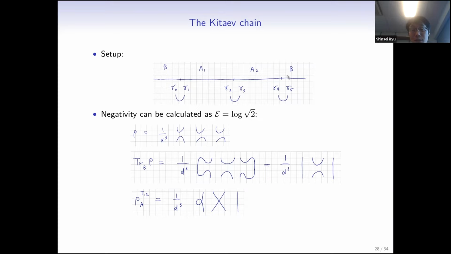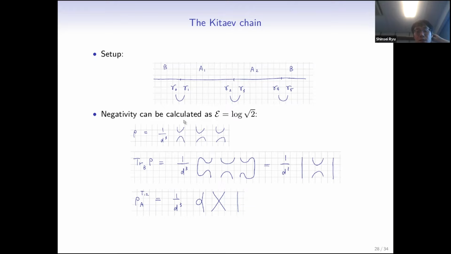So the total density matrix can be obtained by taking a ket and bra. As before, we have this density matrix, but now instead of one pair, I have three pairs of fermions or anyons. We take a partial trace over B, so I connect the bonds associated to these regions. I connect here and here, here and here, and here and here. So we get this diagram.